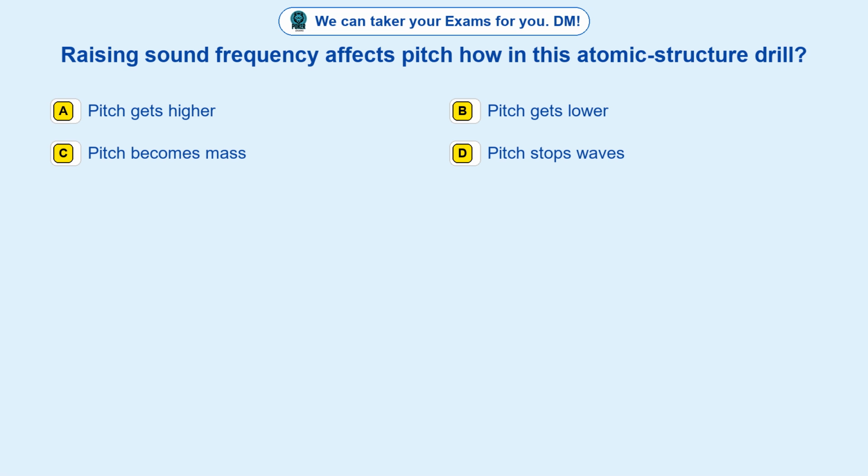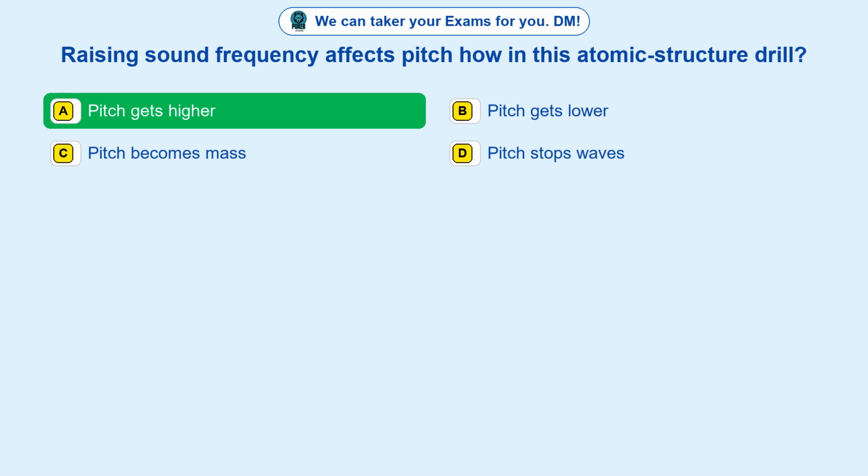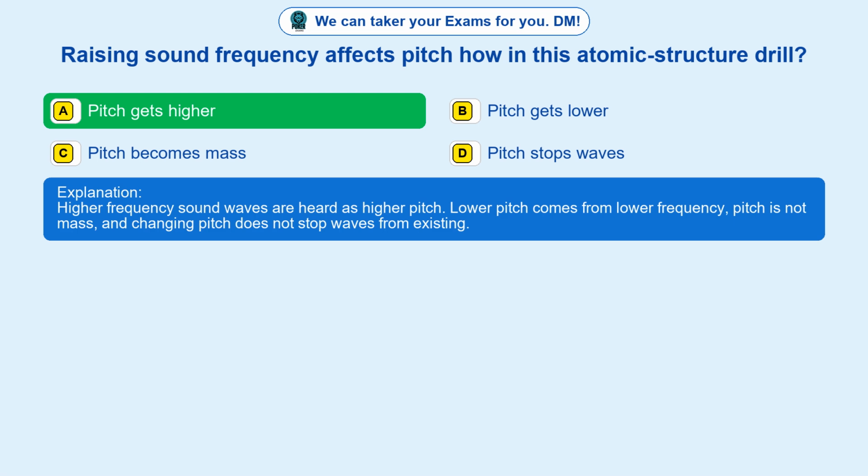Question 67. Raising sound frequency affects pitch how in this atomic structure drill? Option A, pitch gets higher. Option B, pitch gets lower. Option C, pitch becomes mass. Option D, pitch stops waves. The correct answer is option A. Pitch gets higher. Higher frequency sound waves are heard as higher pitch. Lower pitch comes from lower frequency, pitch is not mass, and changing pitch does not stop waves from existing.